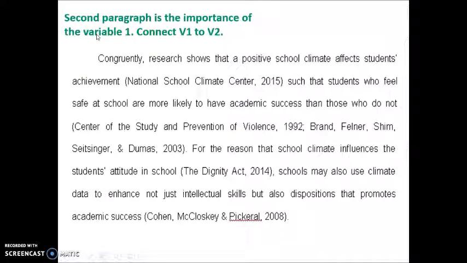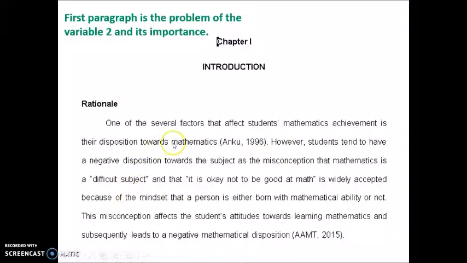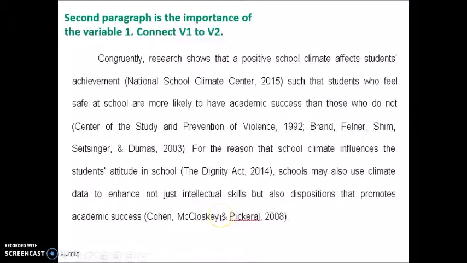Okay. So, as we have mentioned kanina, yung second paragraph is the importance of variable 1 or variable A. And then we connect the two variables. Anong connection ng variable 1 sa variable 2? So, this is an example. Congruently, research shows that a positive school climate, this, again, ito yung galing sa school climate and mathematical disposition. So, yung first paragraph niya about the problem and importance of mathematical disposition. Yung second paragraph is about school climate, yung importance ng school climate, at saka kung paano siya connected dun sa disposition.